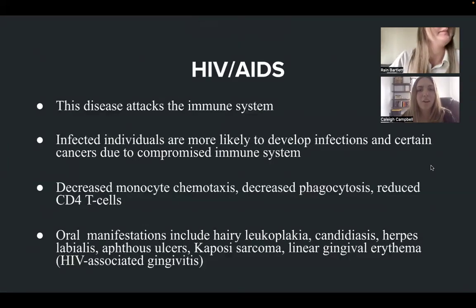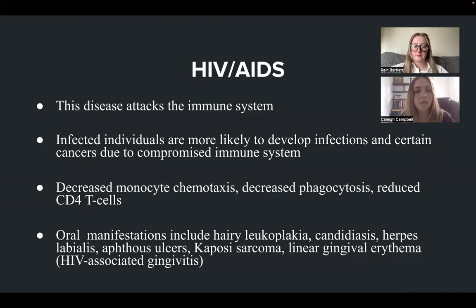Okay, so starting off with HIV and AIDS, this is a disease that attacks the immune system. It starts off as HIV, and then as this disease progresses, it becomes AIDS, which is even more severe. These infected individuals are more likely to develop infections and certain cancers due to their compromised immune system.